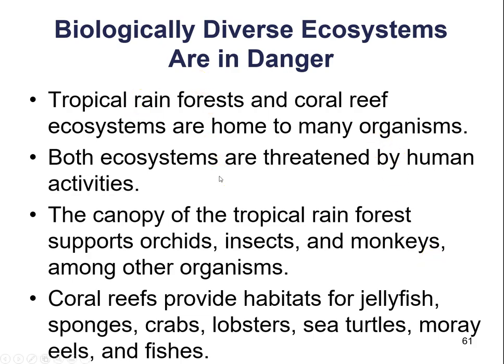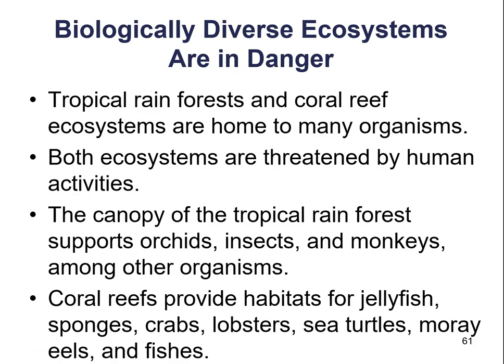Tropical rainforest is another type of ecosystem that's in danger. And so obviously these are ecosystems that are very diverse, okay? And so if these get destroyed, we're basically losing a lot of different types of species in the process. All right, so again, we talked about coral reefs already. In terms of tropical rainforest, the canopy of the rainforest supports orchids, insects, monkeys, many other organisms, and a lot of the plants that live in the tropical rainforest are plants that we can actually extract medicines from, okay? And these are plants that don't really exist or are able to live in any other habitat, okay?